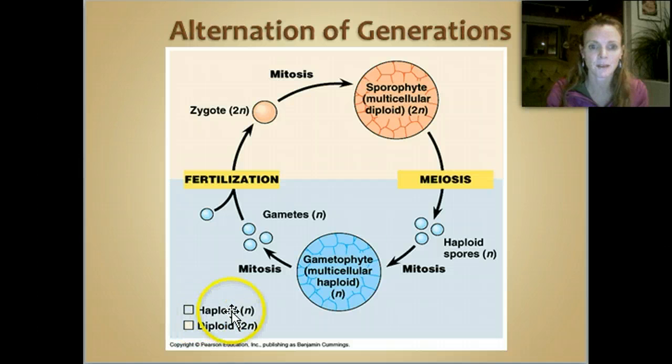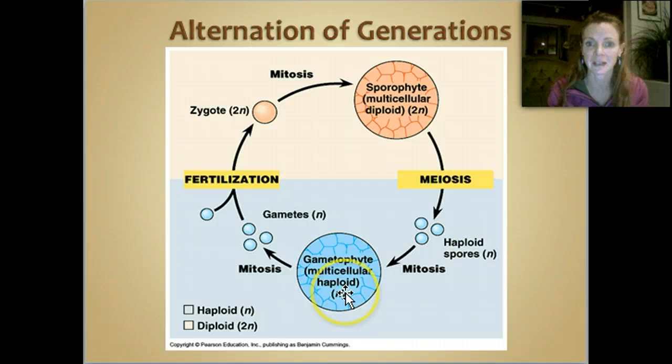Remember, haploid is signified as N, and diploid as 2N. Let's start from the zygote, sometimes the easiest place to start. You have a zygote, which is 2N, so that's a diploid. It undergoes mitosis, which produces an exact replication of this 2N cell. So you have the sporophyte, which is a multicellular diploid, 2N. But then the sporophyte is going to undergo meiosis, so you have this genetic exchange, but it's halved this time. So now you have haploid spores, signified by the N.